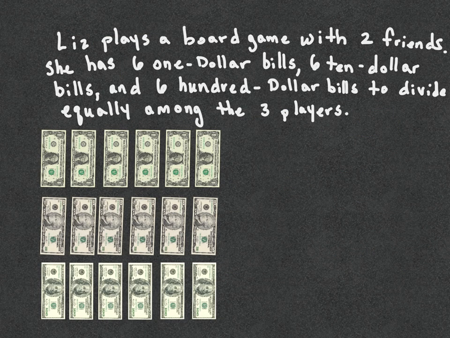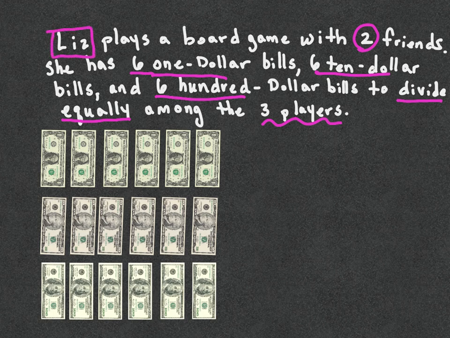Liz plays a board game with 2 friends. She has 6 $1 bills, 6 $10 bills, and 6 $100 bills to divide equally among the 3 players. So here's the key words: divide equally. And we have 6 $1 bills, 6 $100 bills, and 6 $10 bills. And we have 3 players because she has 2 friends, and also you have to include Liz. So how are we going to split up this money equally?